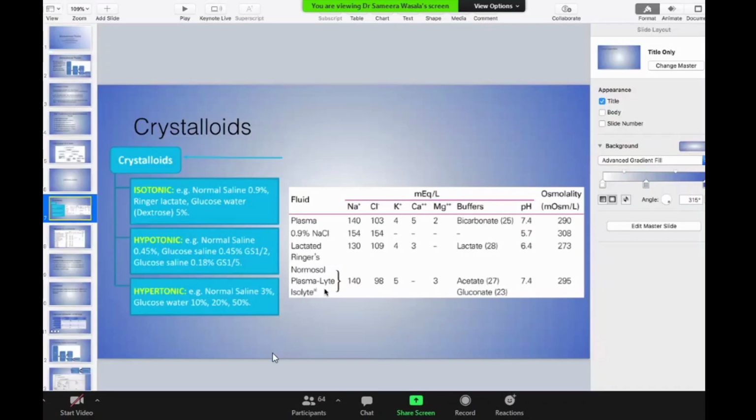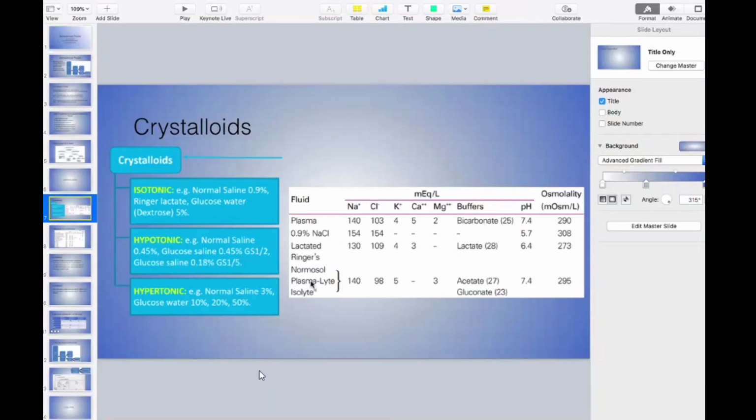In addition to that, you have some other fluids like Plasma-Lyte. You may not have seen it, but if you look at the ionic composition, it is almost equal to the plasma: sodium 140, chloride 98, potassium 5, and magnesium 3, and you can see the pH and the osmolarity are almost the same as plasma. Those are isotonic fluids available in your ward. So with isotonic fluids, there will be no fluid movement across the semi-permeable membrane.